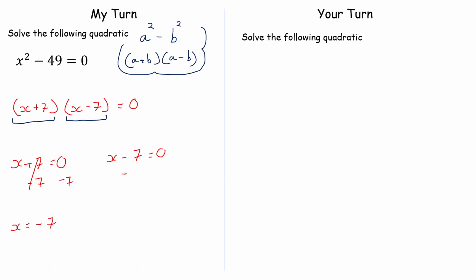And this one, you can add 7 to both sides of the equation and say that x is equal to 0 plus 7, which gives you 7. And that is your second solution. Okay, so you've got two solutions to the equation, and they are your answers.